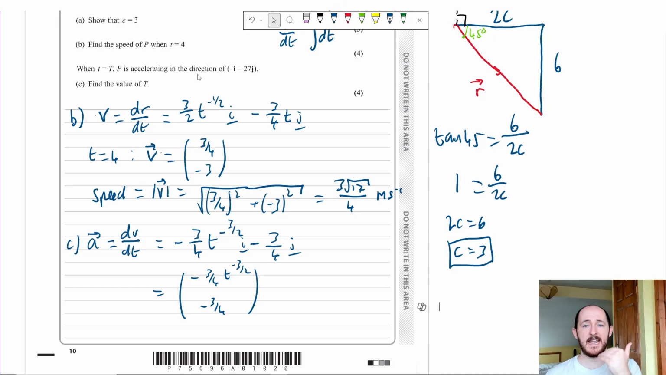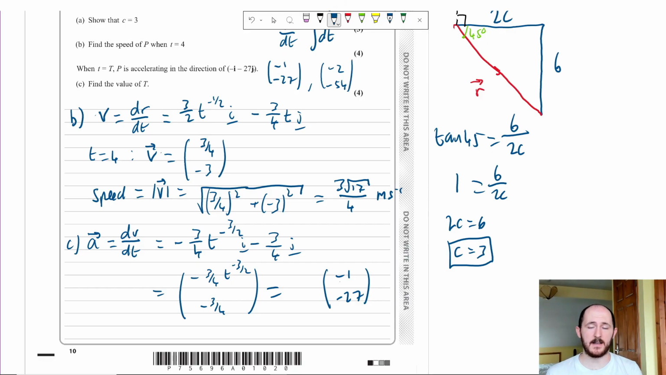So it's accelerating in the direction of. Here's what we can do. We can say equals that vector. But here's the problem with vectors. If I'm accelerating in the direction of this, I could have any of these vectors. I could times them both by 2. I could times them both by 3. I could times them by 0.5. I could times them by square root 3. All of those would result in something accelerating in the direction of.